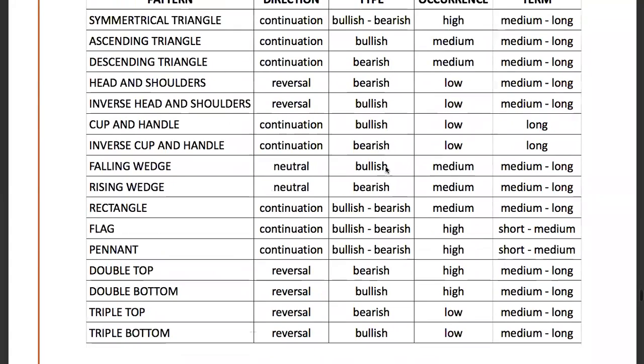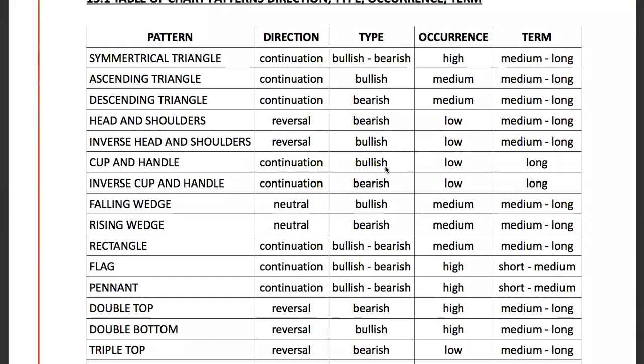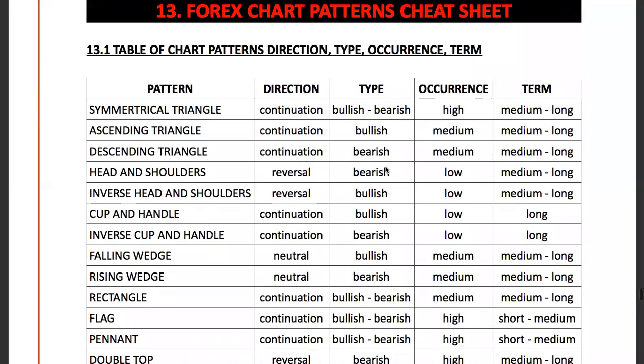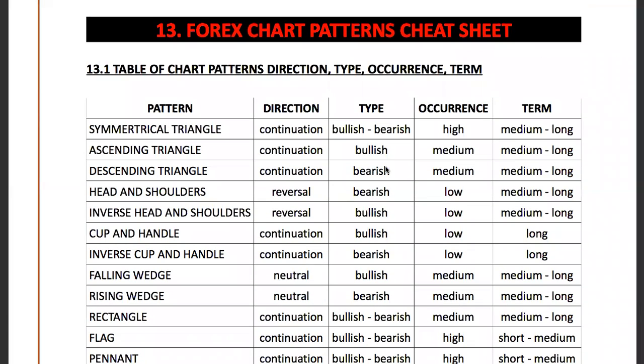So this is the end of patterns, and this is just a summary of what we've done so far. A symmetrical triangle is a continuation pattern. You can have a bullish or a bearish symmetrical triangle. Its occurrence is very high. Its term can be medium or long term, that is, it can hold for a short, a medium time frame or a long time frame.